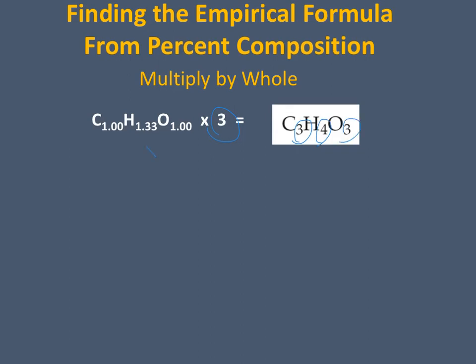So just to prove to you that 2 doesn't work, if we multiplied all those by 2, we'd get carbon 2. 1.33 multiplied by 2 is 2.66, too far away to round, and so times 2 doesn't work. So you just one by one go up. And you'll get a hang for what type of fractions require multiplying by 2, 3, or 4.